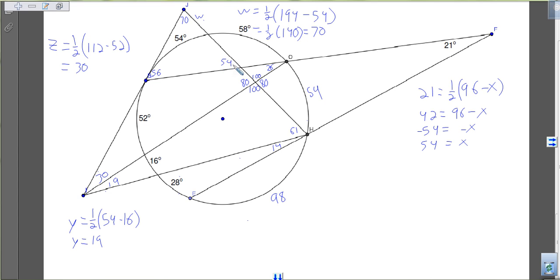I can check that. This angle creates both this arc, and in fact those arcs are the same, so that has to be 54. From there, I check 116, 54, and if I've done things correctly, my triangle on the inside adds up to 180. 100 plus 54 plus 26 is equal to 180. And that is all of those angles and arcs.